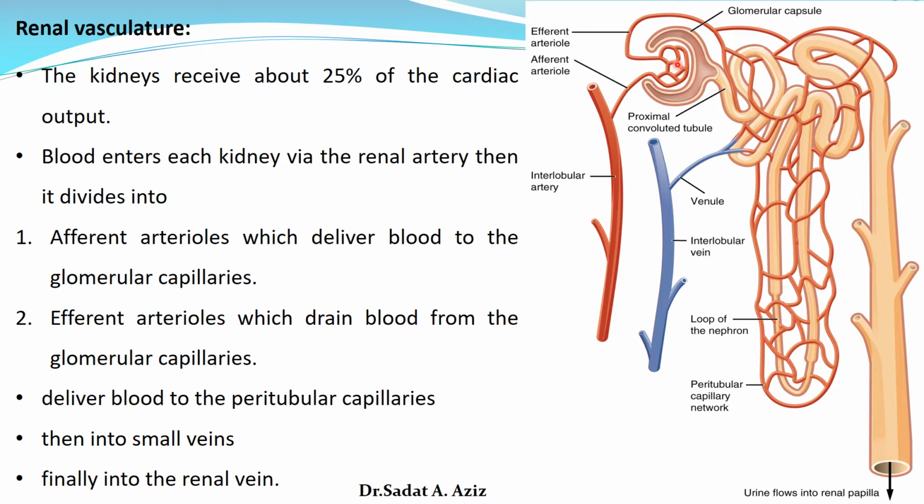Then what we have, at first we said we have the afferent arteriole and the glomerular capillary. We have a network of capillaries within the Bowman's capsule, and this is the site where the process of filtration happens. Then they merge to form another arteriole, which is called the efferent arteriole. So the efferent arterioles drain the blood from the glomerular capillary.